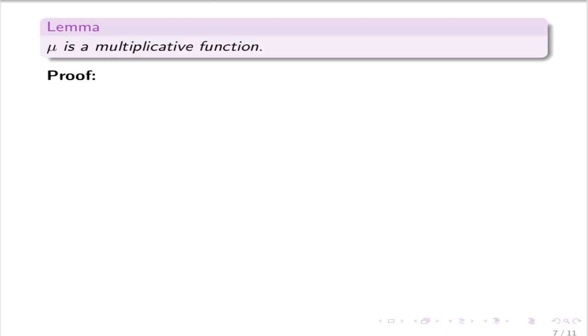So we're going to have to do a number of case studies here. So let a and b be natural numbers with GCD equaling 1. That's how we start every time you want to show a function's multiplicative. You start with two relatively prime numbers.